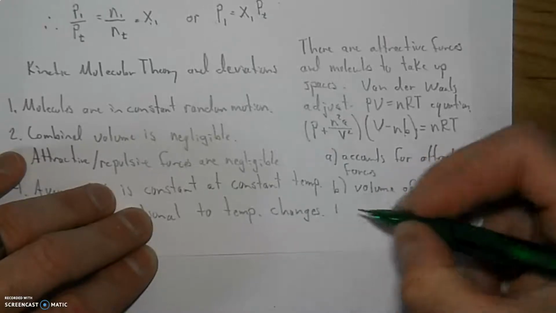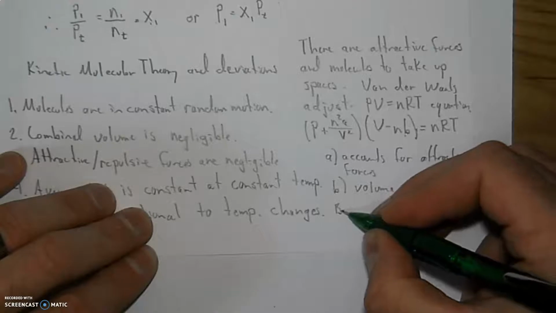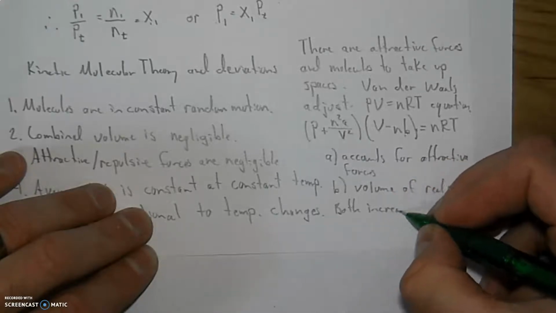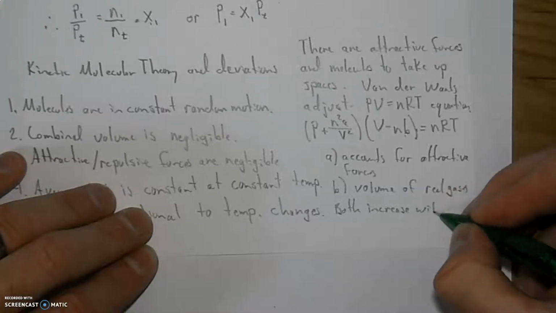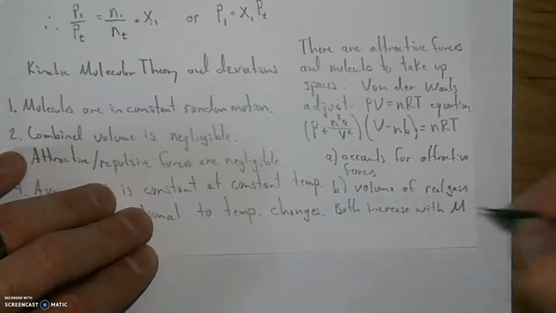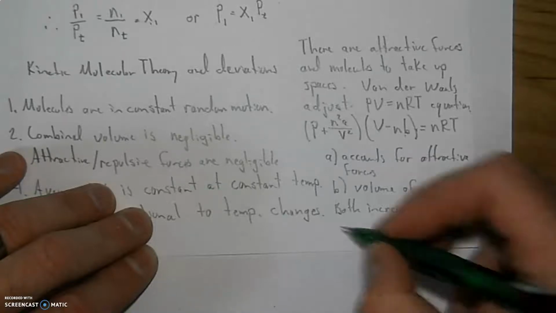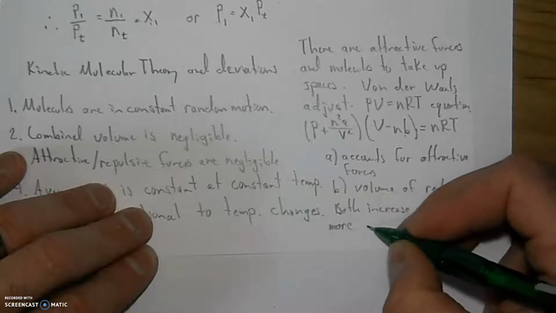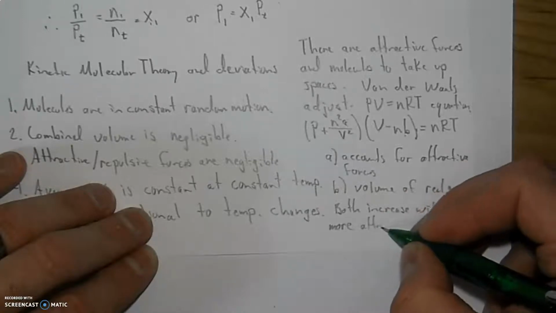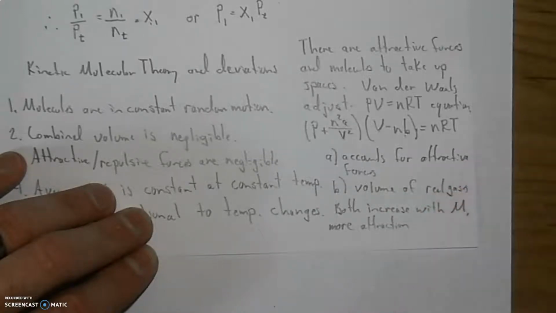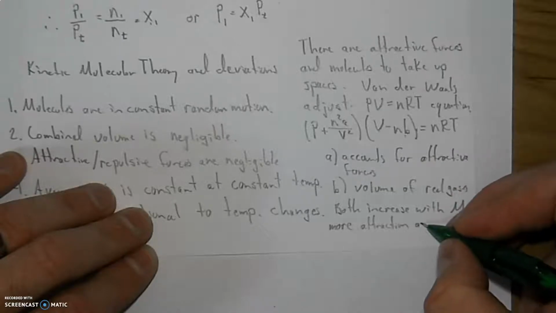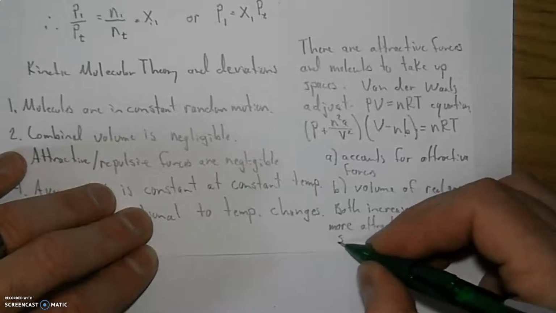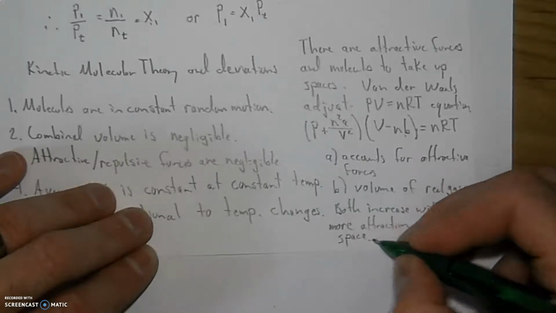And I'm just squeezing this in here. Both of these values increase with molar mass. So in other words, with the higher molar mass, you get more attraction because of London dispersion forces, and they individually take up more space. So that's leaving that part off.